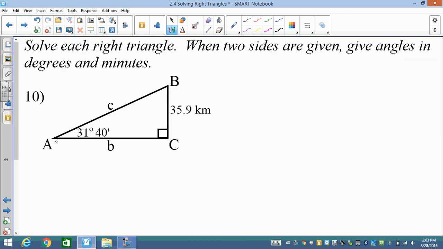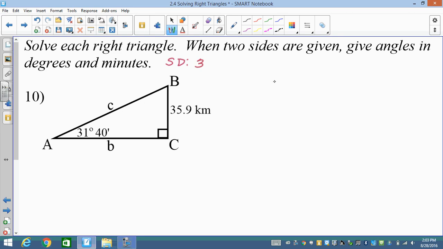Okay, so the first problem: solve each right triangle when two sides are given, give angles in degrees and minutes. So we will be answering this in degrees, minutes. If we're looking at significant digits on this one, it would be 3. Now, if you give me more values, I'm not going to worry about that. You give me less values, then we have a problem.